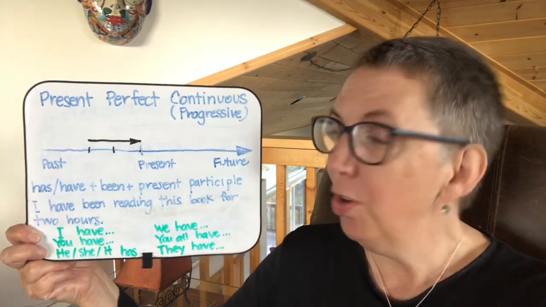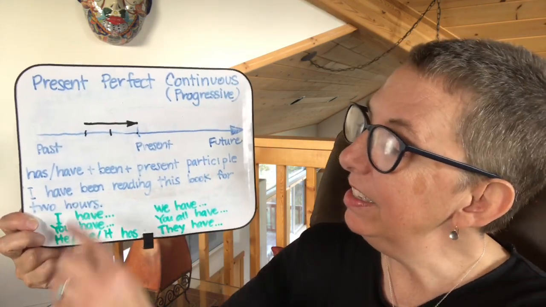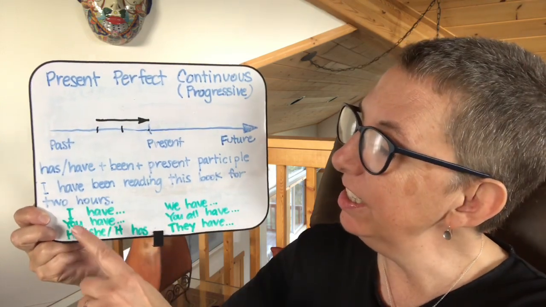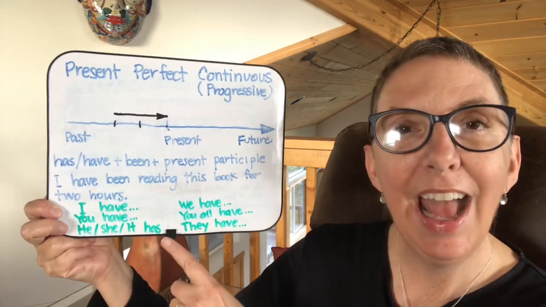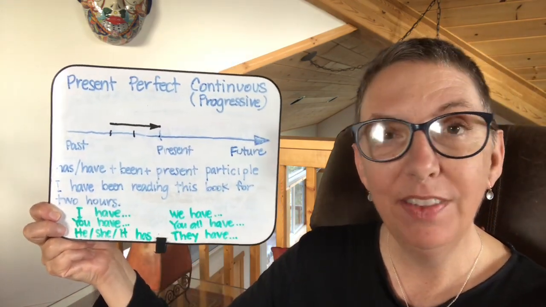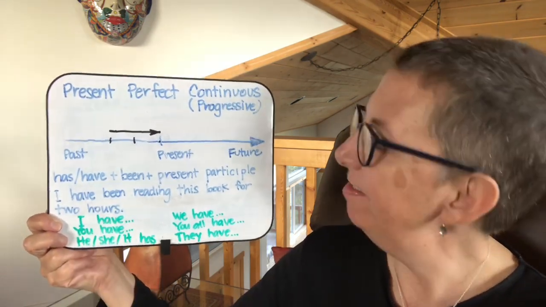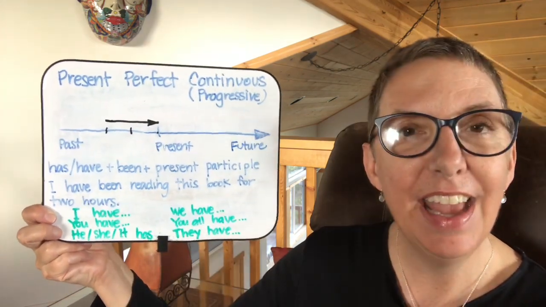The way that the verb to have is conjugated in this verb tense is the same for all of the different conjugations except for the third person where we have he, she, or it has. All of the rest of them use the verb in the form I have, you have, we have, you all have, and they have.